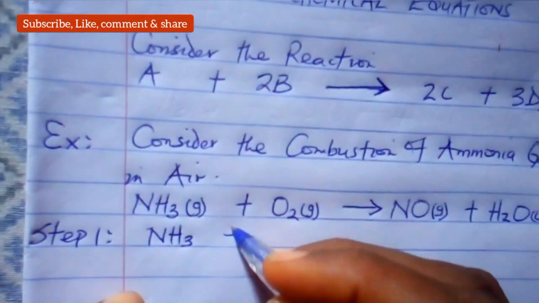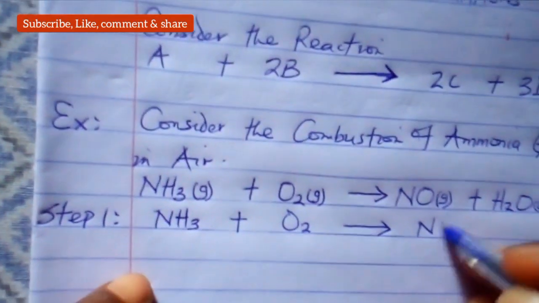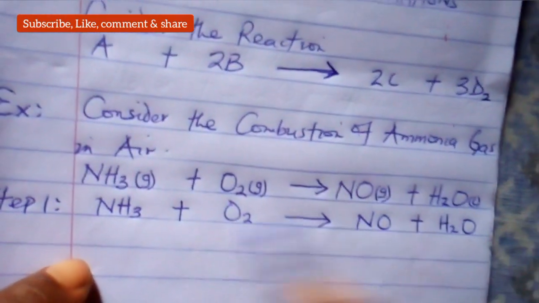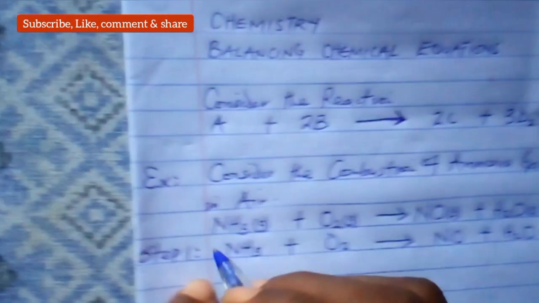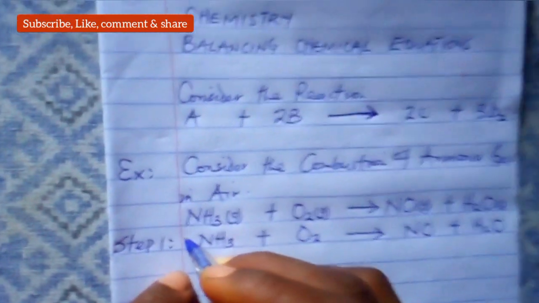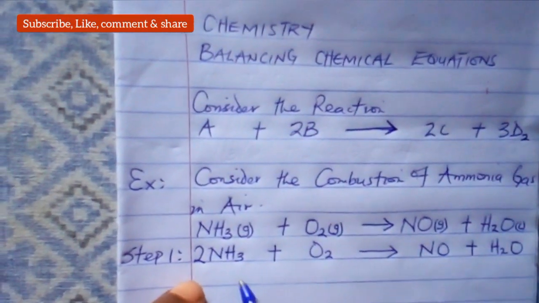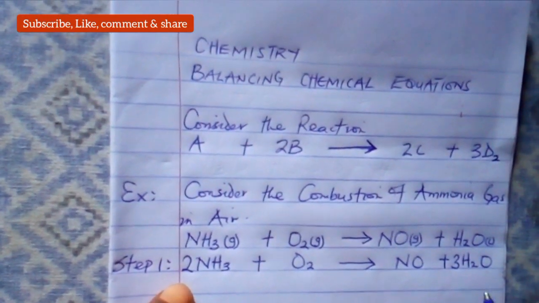NH3 plus O2 giving us NO plus H2O. So I have 1, 1, 3 here, 2 here. So I would love to introduce a 2 here so that I can introduce a 3 here. What have I done? What does it mean?